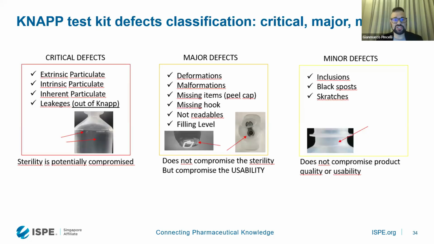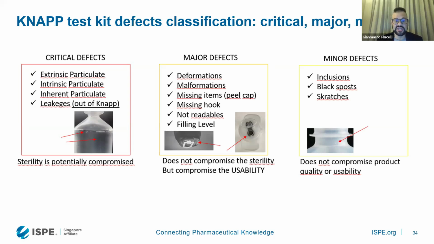The Knapp test kit should be composed of 3 defect classes: critical, major, and minor. Critical defects are the ones that compromise the sterility of the product, like particulate inside, as well as leakages, but leakages are not part of the Knapp test kit for visual inspection. You should use a different method, like CCIT with a calibrated leaker. In this case, we are thinking about extrinsic, intrinsic, and inherent particulate inside.